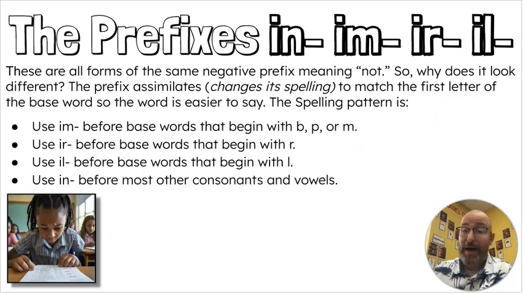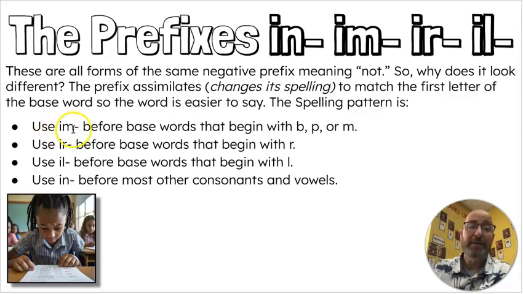Now, this is why these are all together. These are all forms of the same negative prefix meaning not. So why does it look different if they all mean not? Well, the prefix assimilates, which means changes its spelling to match the first letter of the base word so that it's easier to say. So basically the changes are all there so you can say it easier. The spelling pattern is below.